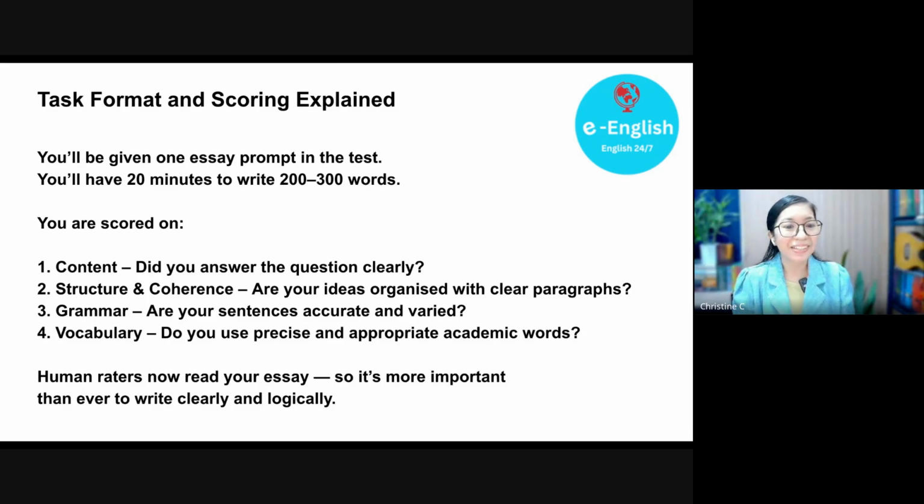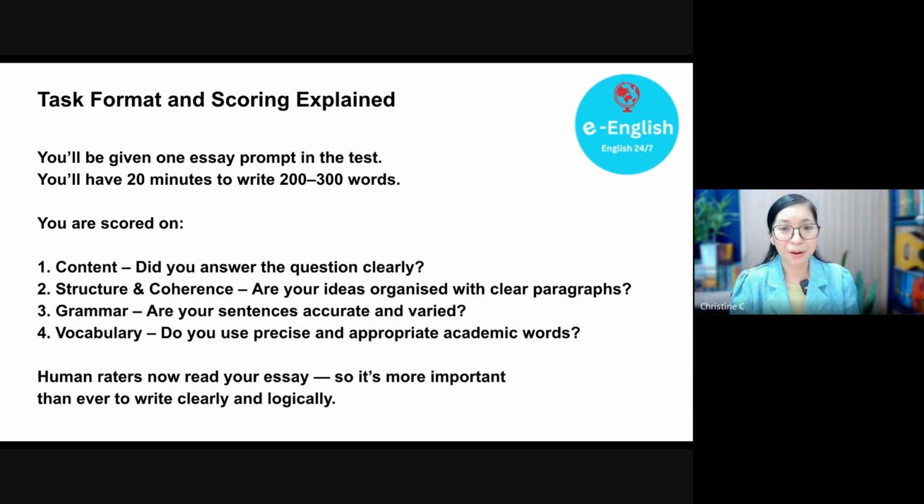Second is structure and coherence. Did you properly apply an introduction, body, and conclusion format and structure? Are your ideas organized with clear paragraphs? Or were you mainly just writing messy notes? So, structure and coherence.